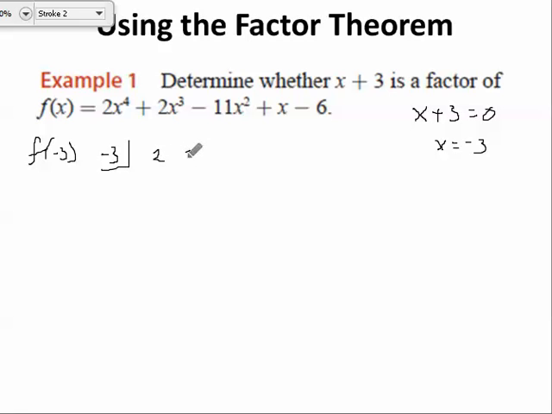2, negative 11, 1, and 6. So put a 2 here. 2 times negative 3 gives me a negative 6. Add these, I get a negative 4. Negative 4 times negative 3 is 12. That adds together to give me a 1. 1 times negative 3 gives me a negative 3. That gives me a negative 2.